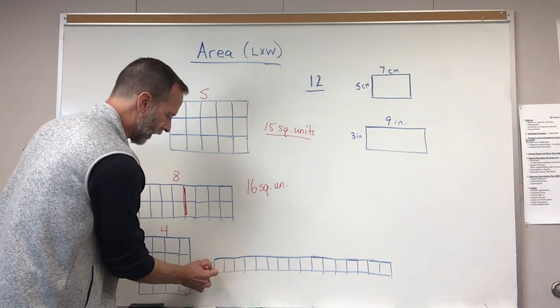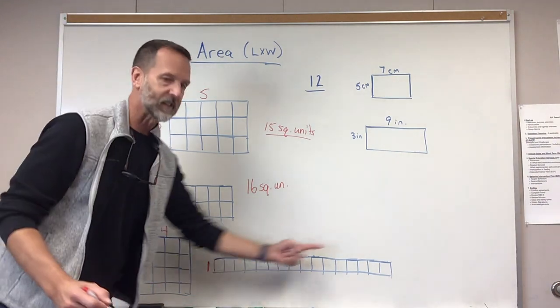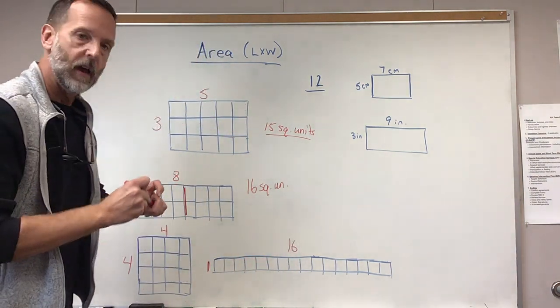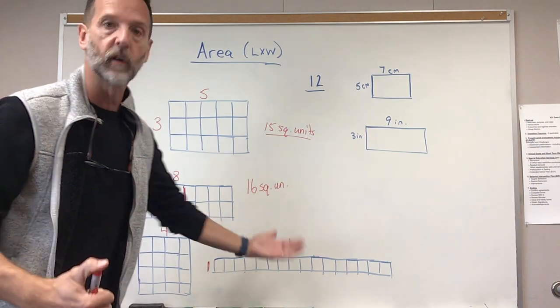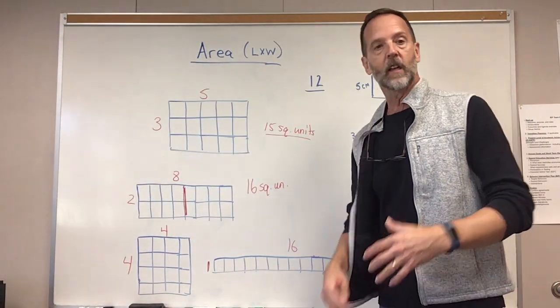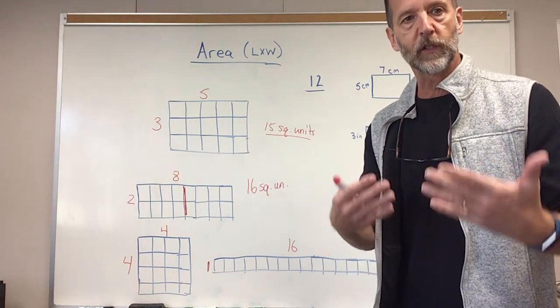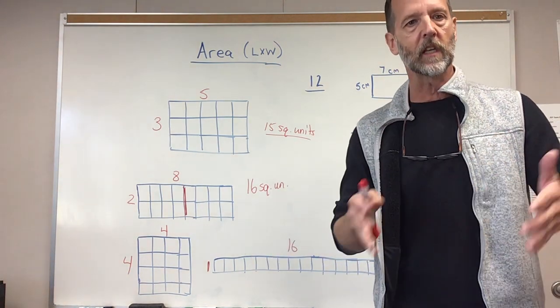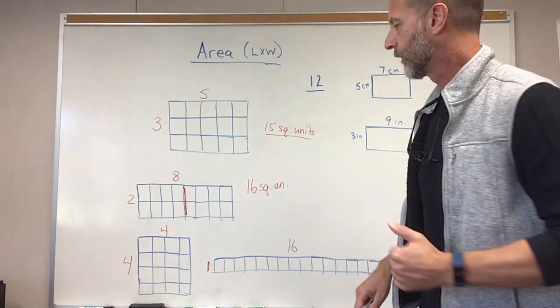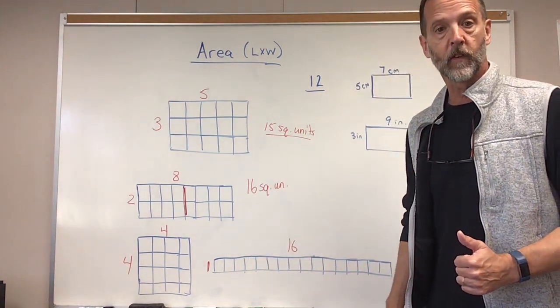It has a width of 1. Its length, how many are in that row? There are 16, okay? So 1 times 16 would still give me an area of 16. Even though they're different shapes, they take up the exact same amount of space. They're all 16 square units, and that's what area is. It's how much space it is taking up on a flat surface. They're all the same, okay?